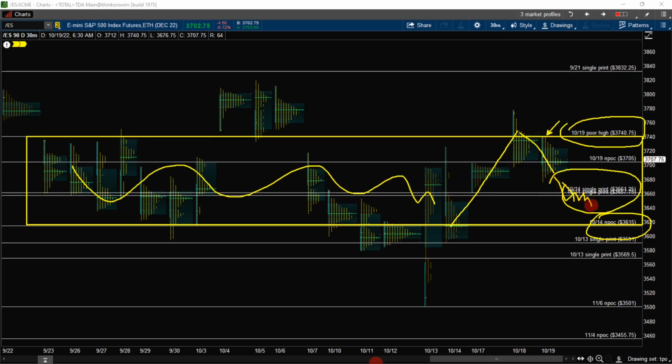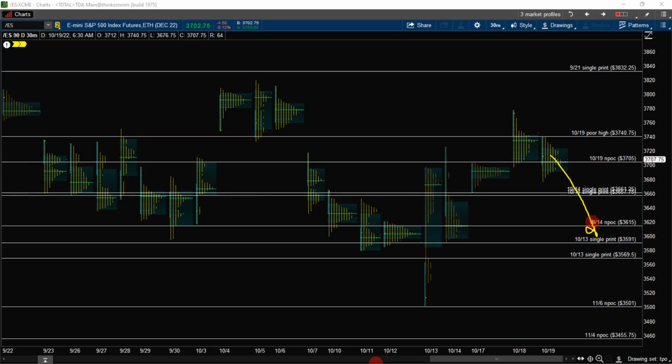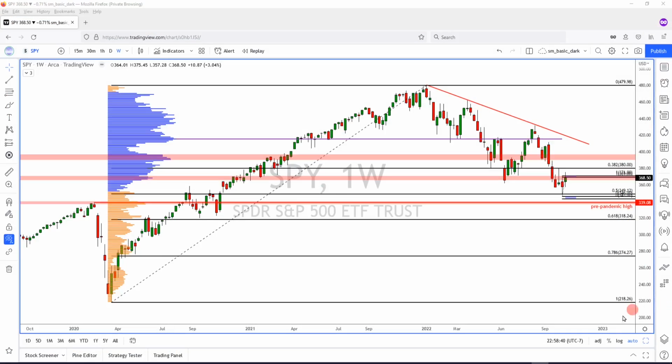So I'm looking for these things to get resolved and then possibly punch through and then come back in, then come back up later on to tag this pull high. Maybe next week when Apple reports earnings and the other FANG stocks report. But right now, basically looking for this thing to come down and take out this point of control and also this single print. And looking at this chart on the SPY, this is a weekly chart.